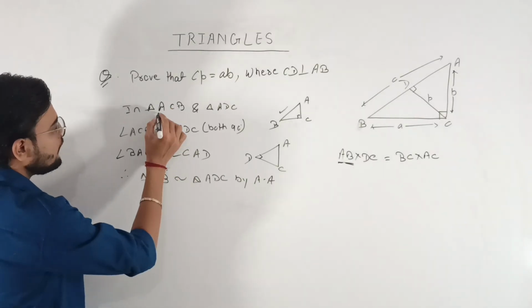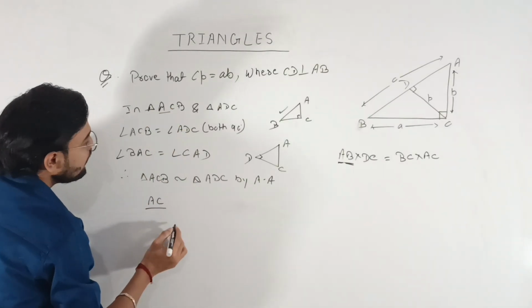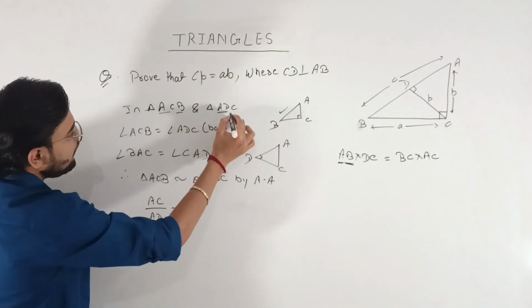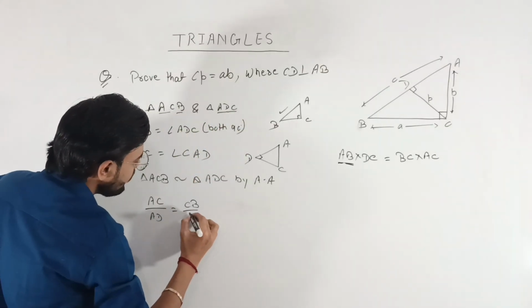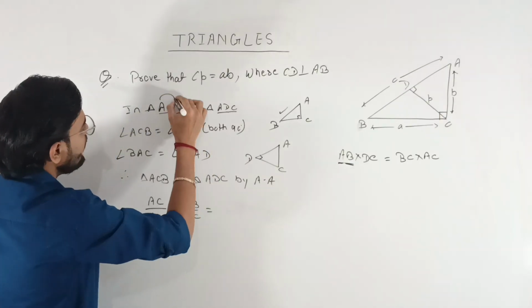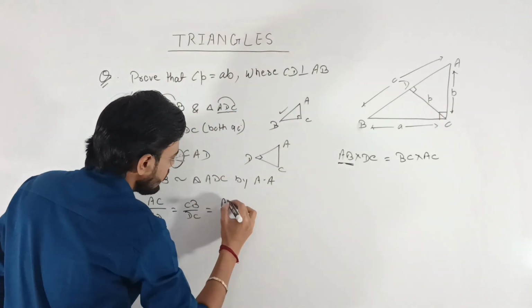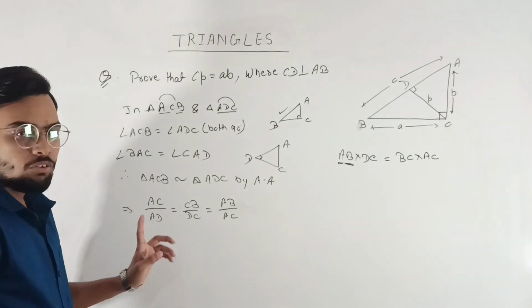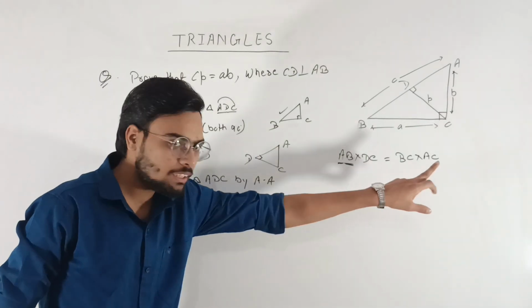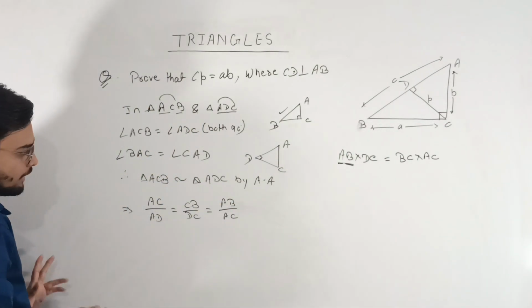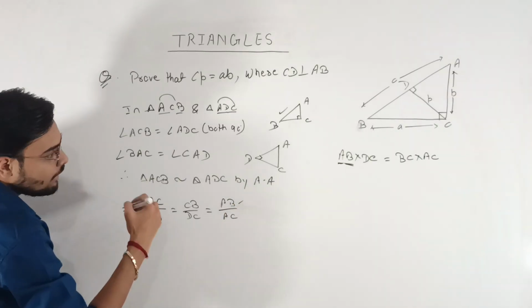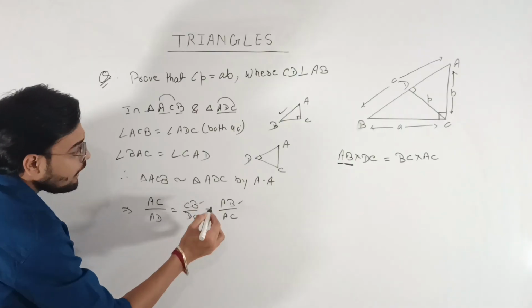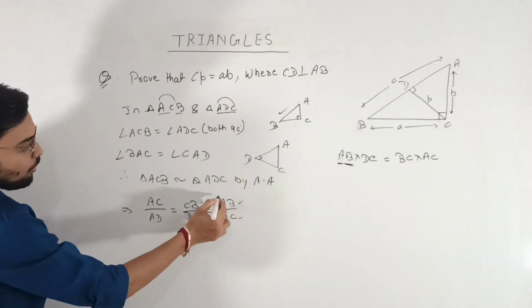Now look, if they are similar, then corresponding sides are proportional. So corresponding sides are what? Here is AC upon AD equals CB upon DC. CB upon DC equals AB upon AC. Now, which sides do we want? AB, DC, BC and AC. AB and DC we want. AB is here, DC is here, BC is here and AC is here. So, we want this ratio.